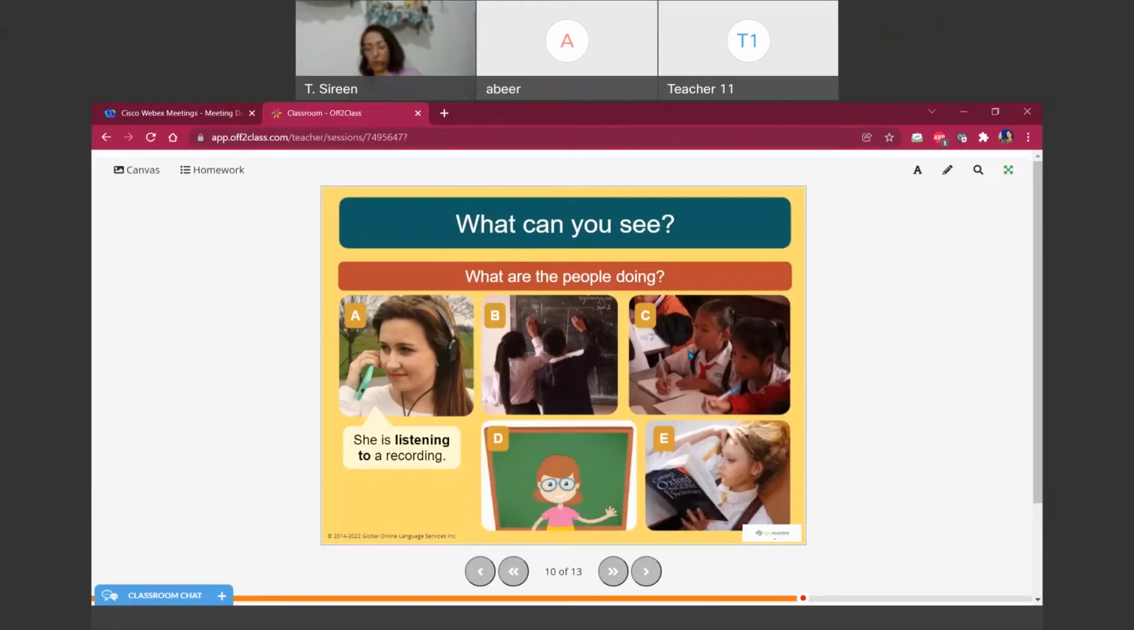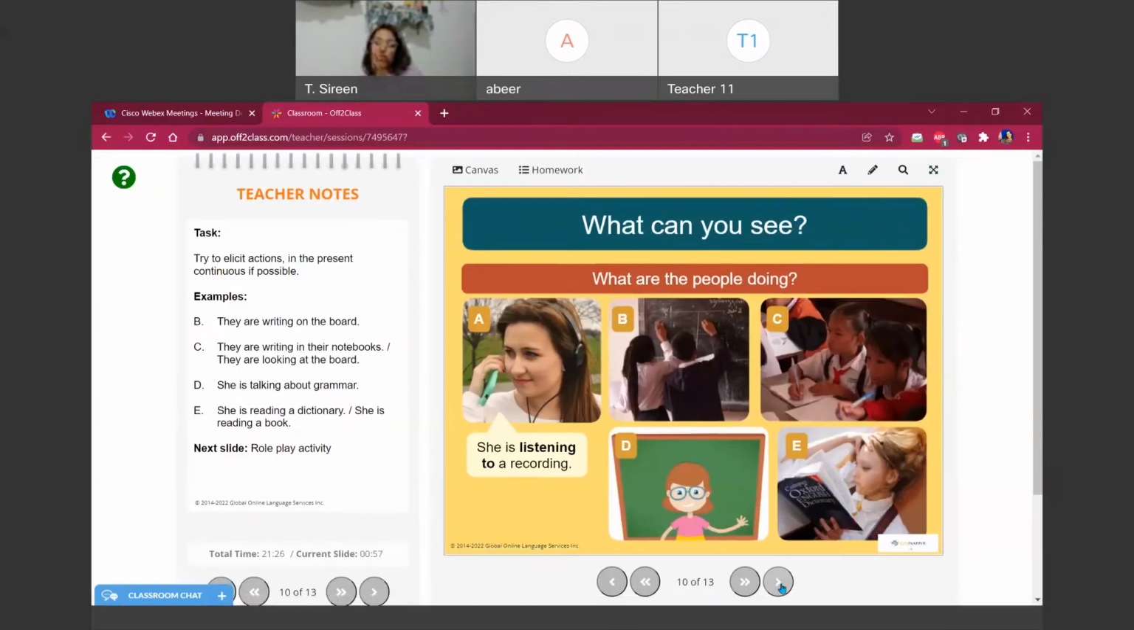B, they are writing on the board. C, also, they are looking at the board. D, she is smiling. Yeah, she's smiling. She's teaching actually. Yeah, she's a teacher. And number E, she is reading an Oxford English dictionary. Yeah, she's reading a dictionary, or maybe we can say she is reading a book.